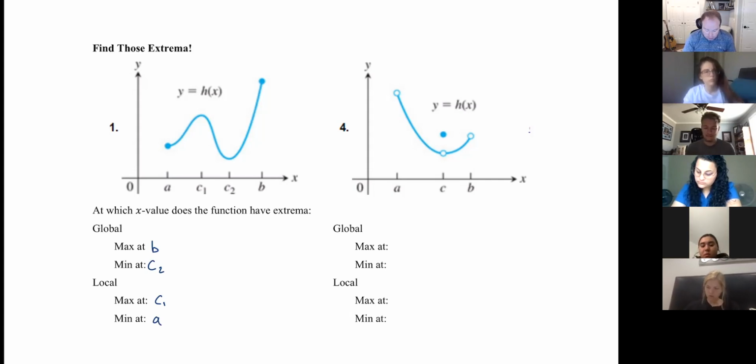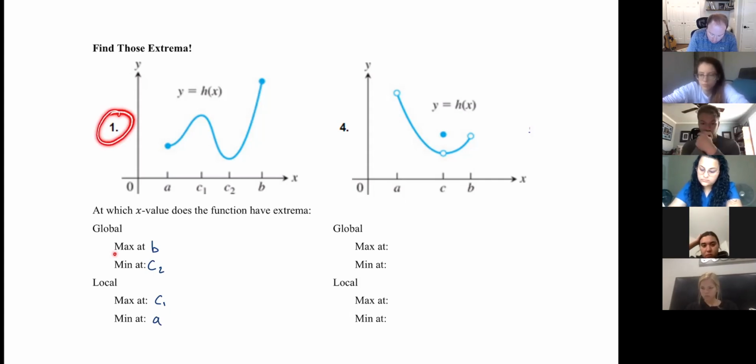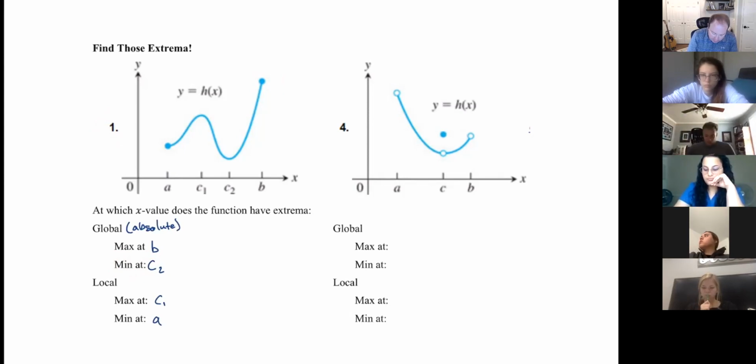All right, let's go ahead and look at this together. So let's see the global maximums. For number 1, the global maximum is up here at B. It's at an endpoint. And if we were to look at the global or the absolute minimum, so again, remember this is global or absolute, both words are used interchangeably, we would look at C2. Then we would have a local maximum at C1, and we'd also have a local minimum at A. But I am not completely correct here.